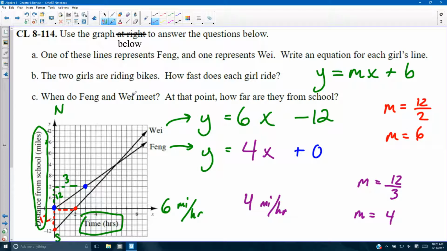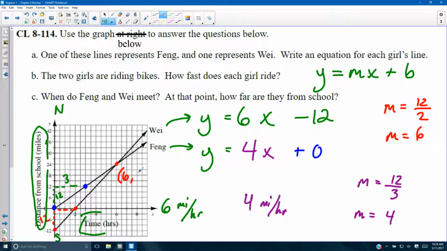When do Wei and Fang meet? At that point, how far are they from school? So they meet at this intersection point right here. You can take a look at the graph. It looks like the x value is 6. So they meet 6 hours after they start riding their bikes. And how far away from school? Looks like they're both 24 miles away from school. Now that's the x, y coordinate pair.